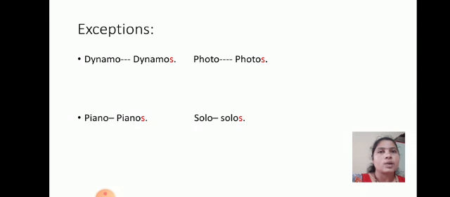There are some exception words. For example, dynamo. The word dynamo ends with O and there is a consonant before O, but we add s at the end in plural form. These words are exceptions. Dynamo, dynamos. Photo, photos. Piano, pianos. Solo, solos. In these words, in plural, at the end we add only s.